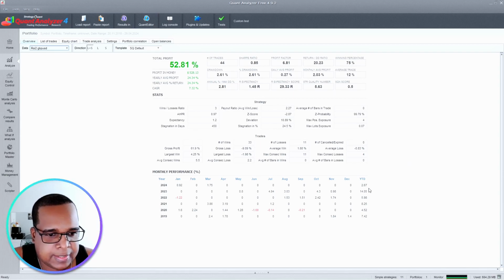So you can see again, we only had 44 trades and we made 52% in 5 years. And I know that doesn't sound like much. It's only like 10% a year, which most people would think that's really poor.